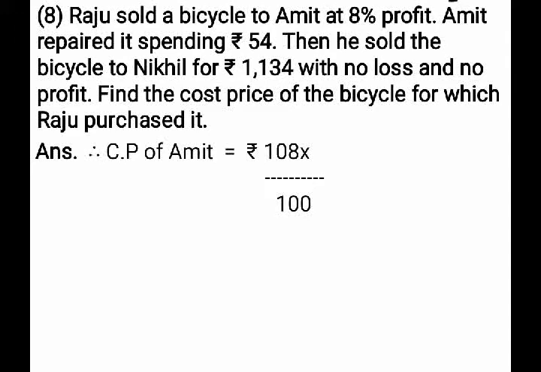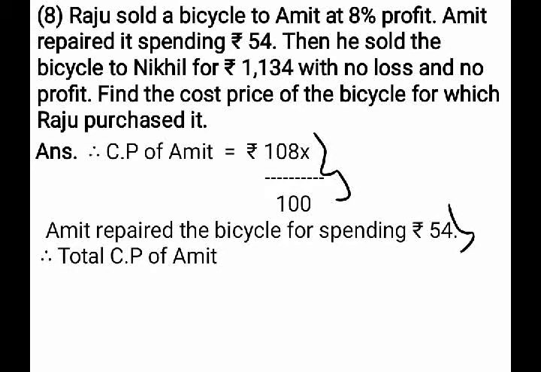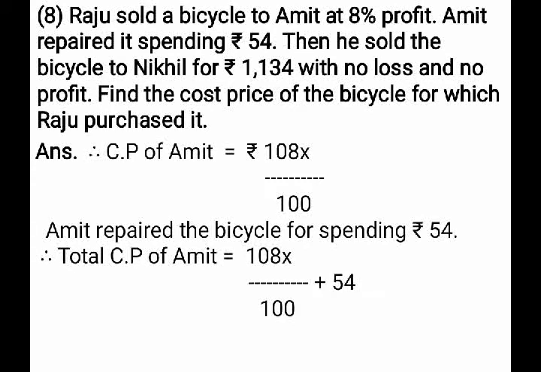Then after that what is given, see. Amit repaired it spending rupees 54. So this statement you have to write now. Amit repaired the bicycle for spending rupees 54. So next statement will be therefore total cost price of Amit. If I got the cost price of Amit rupees 108x upon 100, then he repaired the bicycle for spending rupees 54. So this you have to write addition form. Therefore total cost price of Amit is equal to 108x upon 100 plus 54.